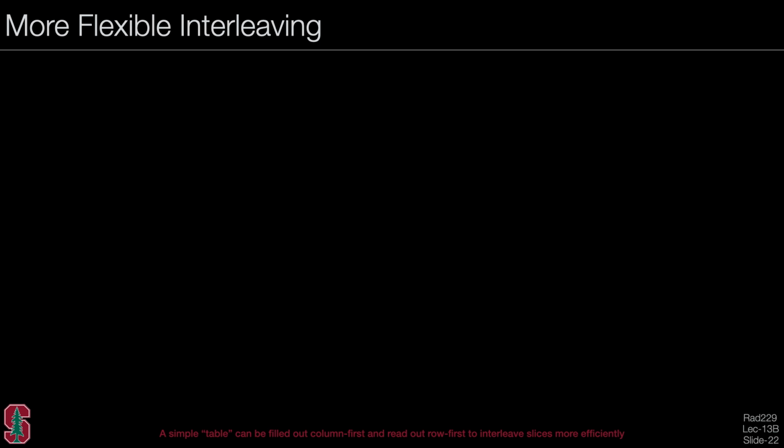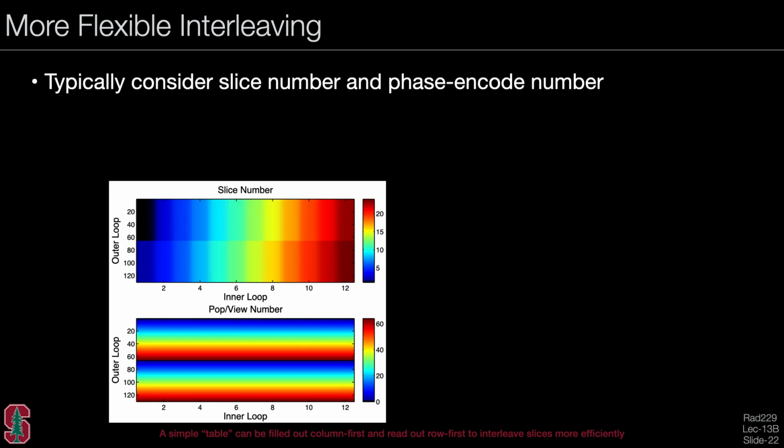However, there are ways to do more flexible interleaving. So as I've said, we typically consider the slice number and the phase encode number. So if we look at a color plot here, essentially we're interleaving 12 slices, and you see that going across the graph here. And what we're going to do is read off here, and this is basically giving us the slice number that we're imaging. And then across here is giving us the phase encode. So the different colors mean different slices in the top plot and different phase encode numbers on the bottom plot. So in this example, we'll then go through all the slices again for the next phase encode, and so on to get to the end.